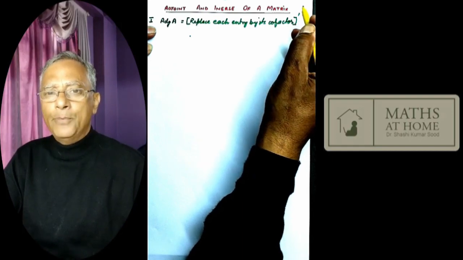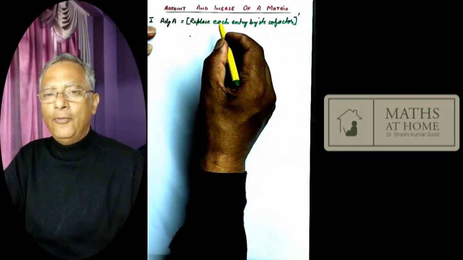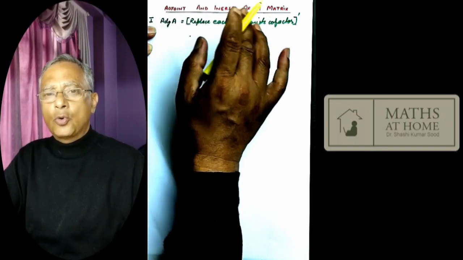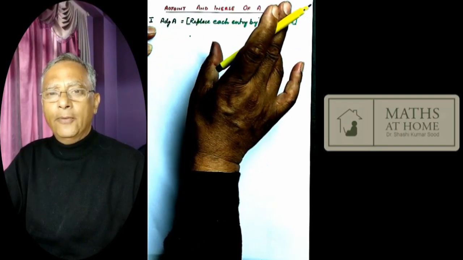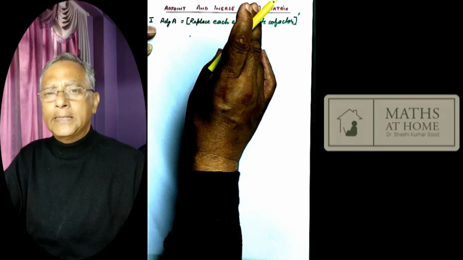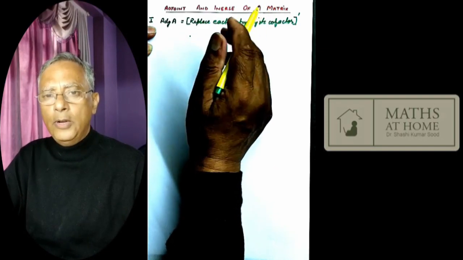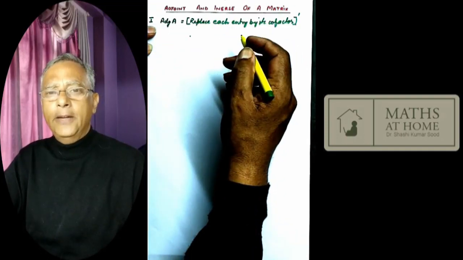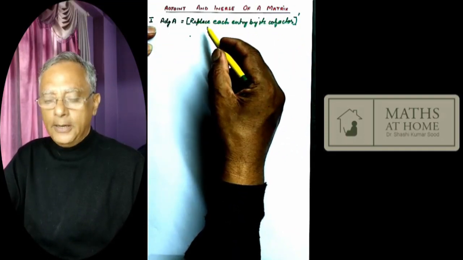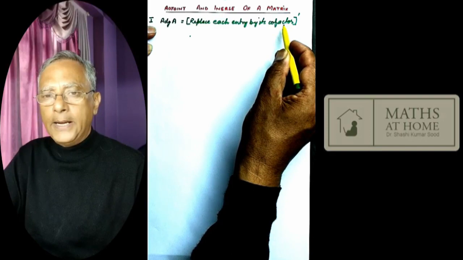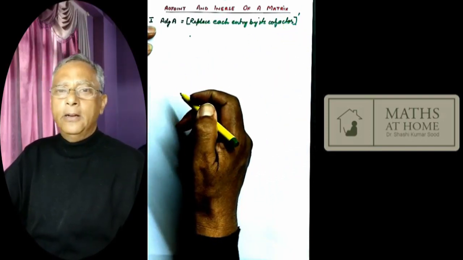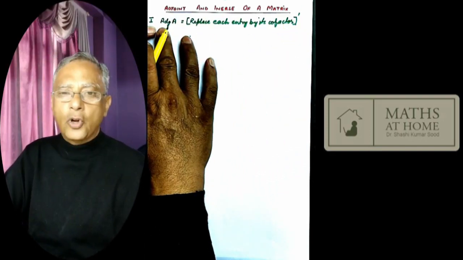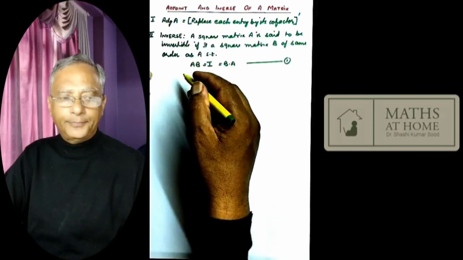That is, the entry at the place A11 will be replaced by its cofactor, capital A11. The entry at the place A12 will be replaced by capital A12, that is, the cofactor of A12, and so on. Replace each entry by its cofactor and then take the transpose. You will get the adjoint of A.